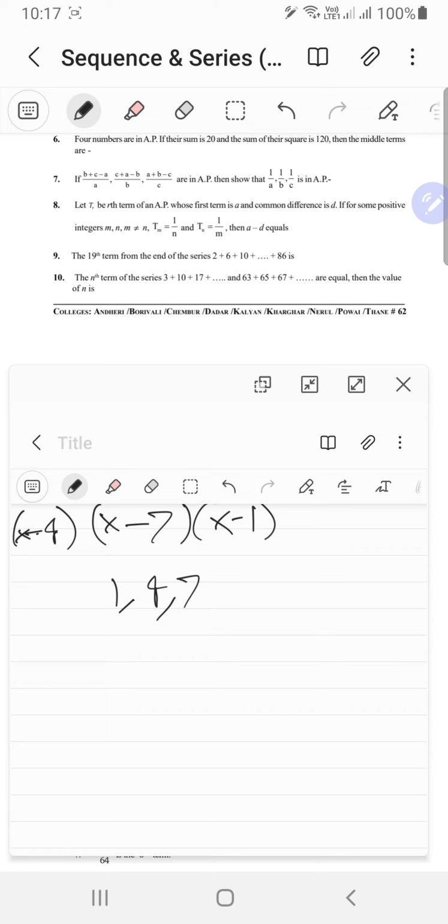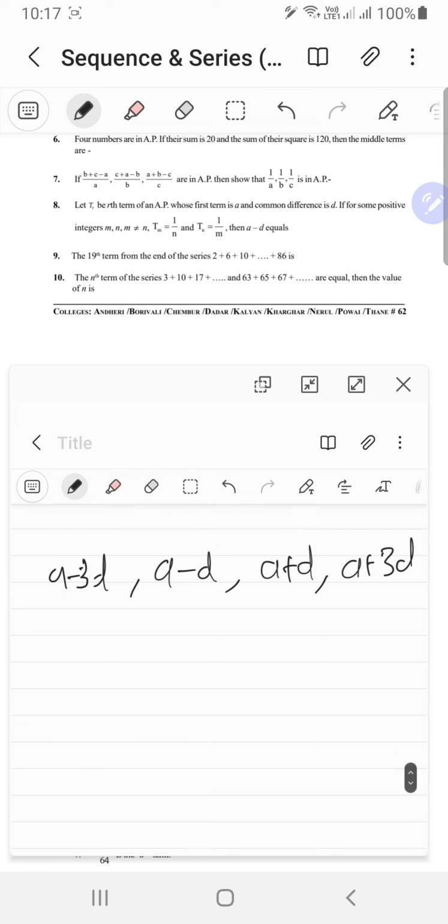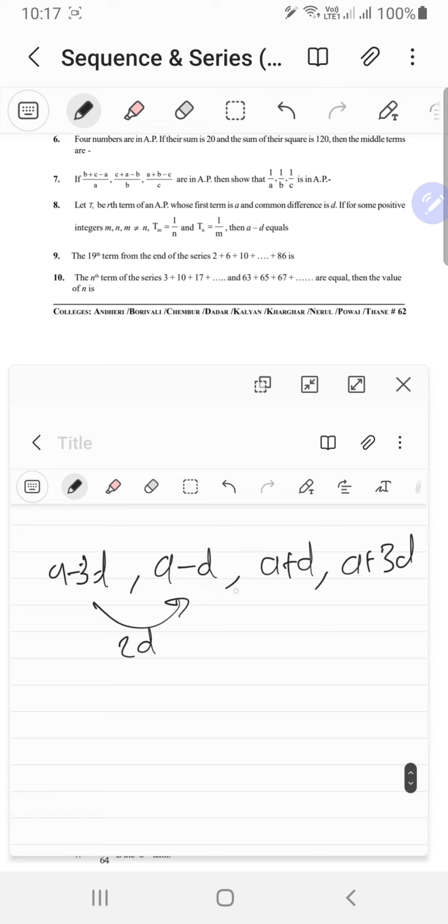Okay, fine. So what kind of AP would work? I think let's do this: a minus 3d, a minus d, a plus d, and a plus 3d. As you can see, this thing should be 3d, I think. Then it would be an AP. Yeah, look at this, this is an AP, right? Over here the difference is 2d, this is also 2d difference, this is 2d difference. Cool.